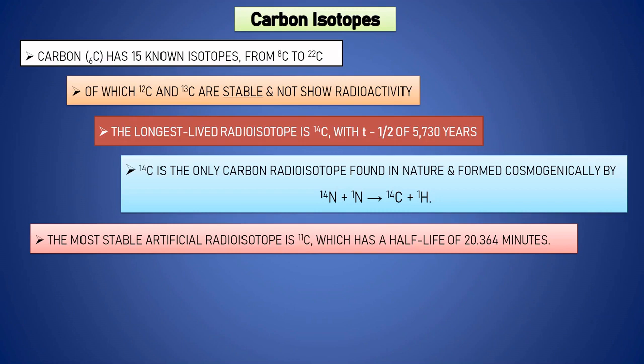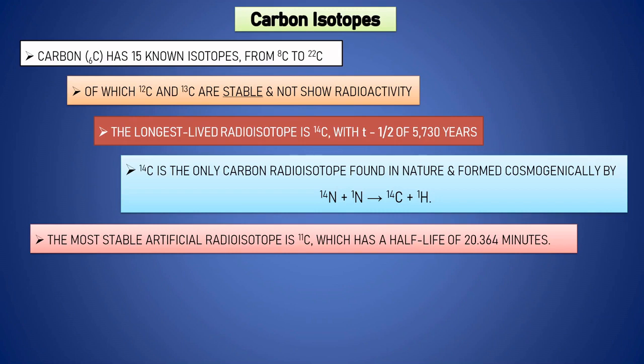Whatever we have studied so far, that is C12, C13 and C14, are natural isotopes of carbon. Among the natural isotopes, C12 and C13 are stable and C14 exhibits radioactivity with the highest half-life of 5730 years. C14 is formed cosmogenically by colliding nitrogen with a neutron, giving C14 and a proton. All the remaining isotopes are called artificial carbon isotopes, and all of these are radioactive.